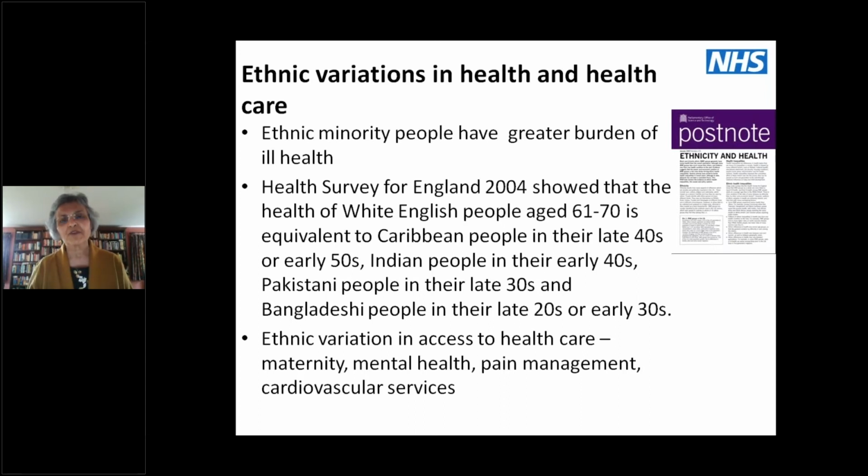And if we look at ethnic variation in access to healthcare, the BMJ is littered, for 3 decades, 4 decades, with research which has shown variation in maternity, mental health, pain management, cardiovascular services, and the rest. And we have just ignored these issues. Now, we ethnic minority people have to stop, if you like, maintaining that silence.